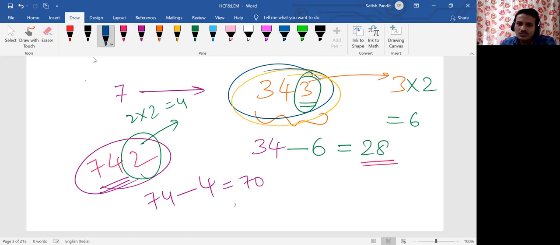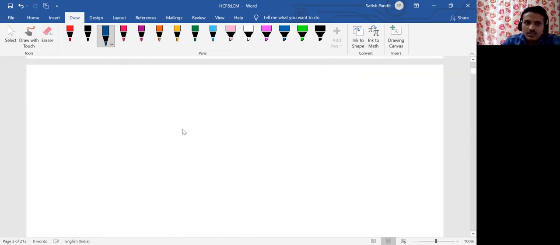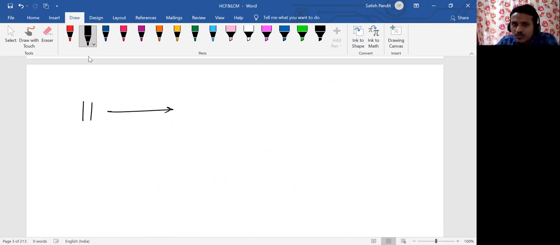So 742 is also divisible by 7. Good. So I think this is enough. For 11, you will mostly not see it, because they will not usually give 11. Okay, anyway, we'll see that also, 11. So for example, if I have to check whether a given number is divisible by 11 or not.